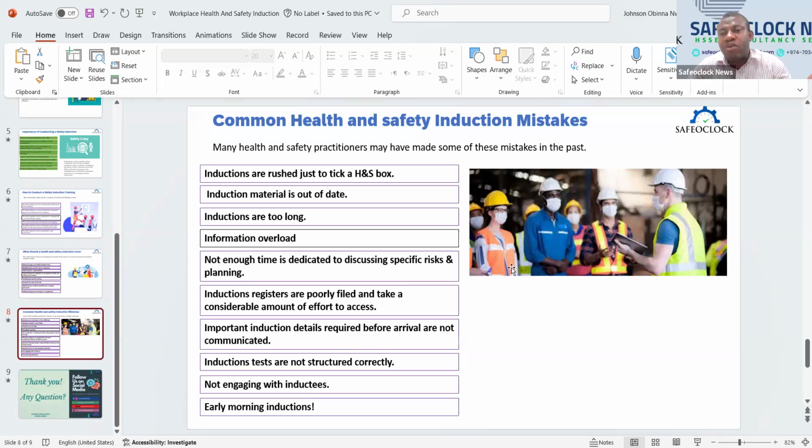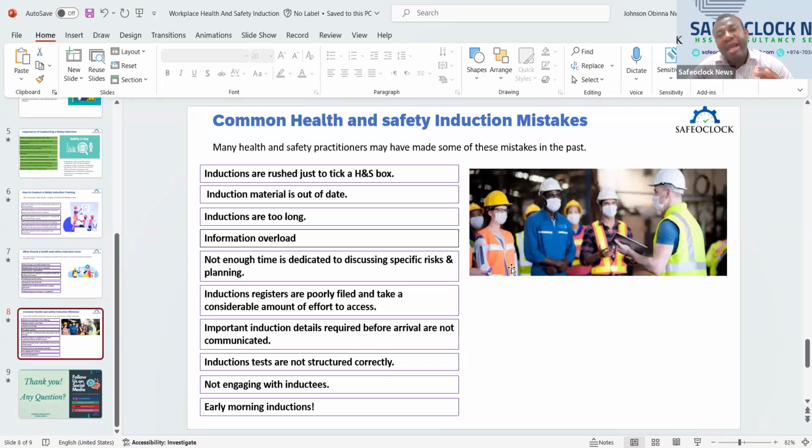So you will not focus on the electrical department and talk about all their hazards and all their risks associated with the activity. So this is one of the mistakes that we are still making now in our safety induction. And it's one of the reasons why we don't get the best out of it. What is the solution? The solution is to schedule your safety induction department by department.